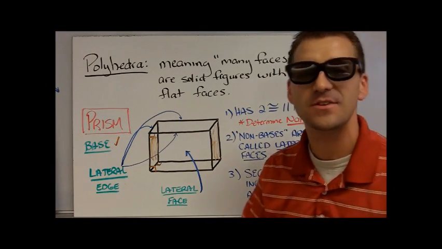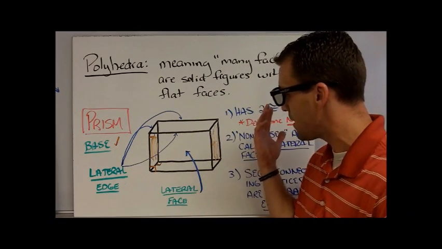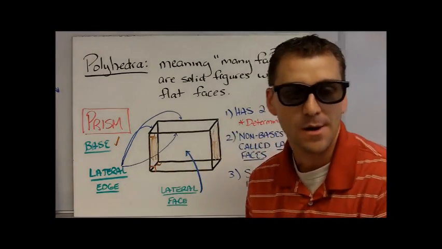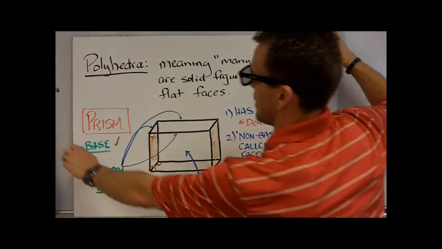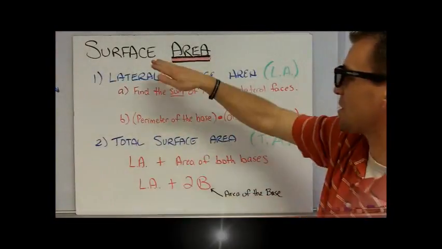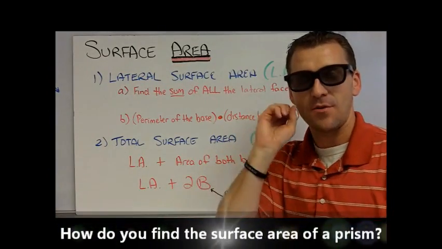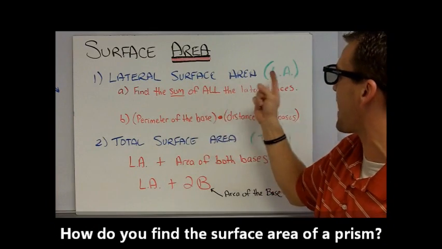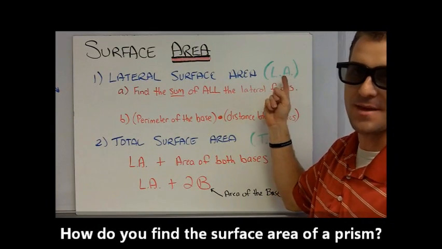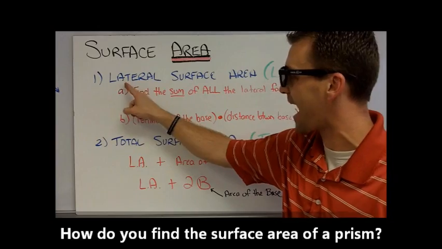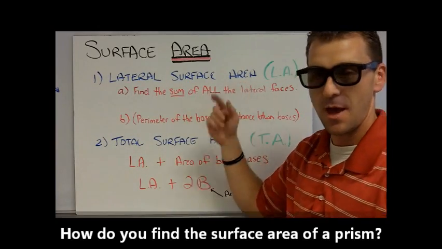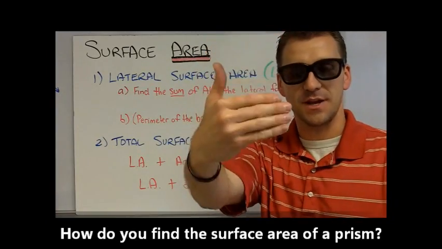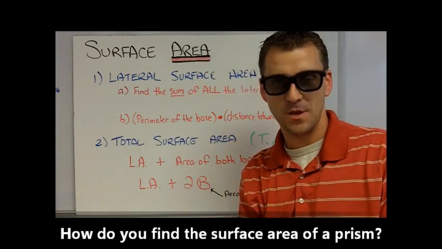Now, how do we find the surface area of a rectangular prism, a square prism, a hexagonal prism, whatever? Here we go. Move this aside. So surface area of a prism. There's 2 things we're going to talk about in this section. You're going to see in your book, it's going to ask you to find the LA of the shape. The LA of the shape, guys, is the lateral surface area. And what that is is the area of all of the lateral faces. It's the sum of all of those areas.